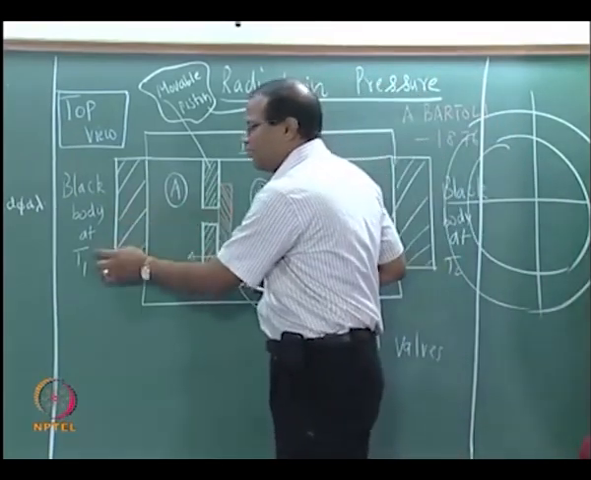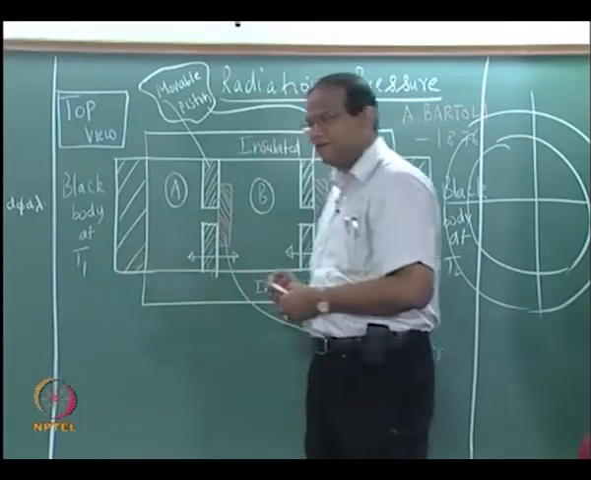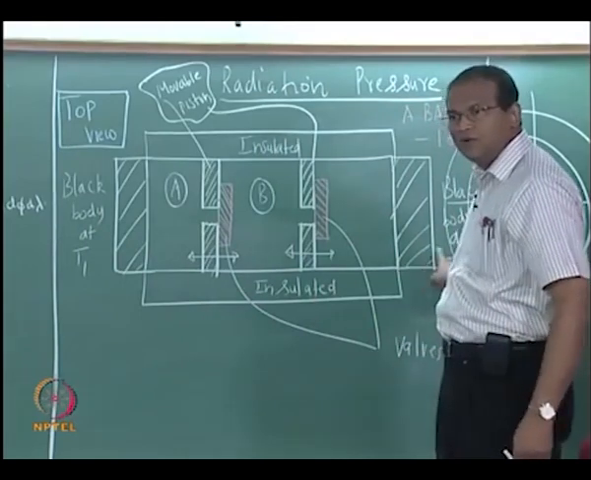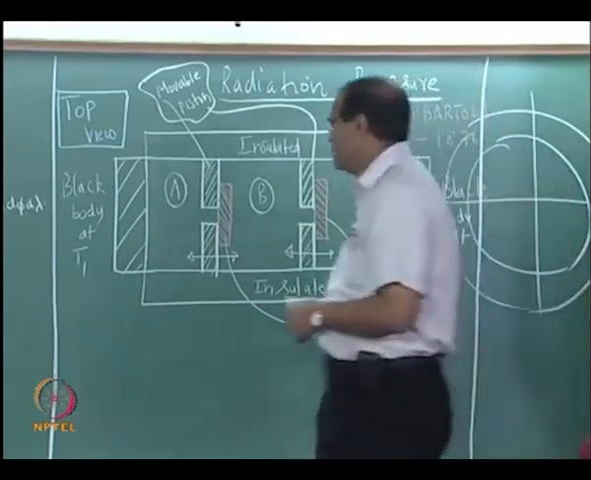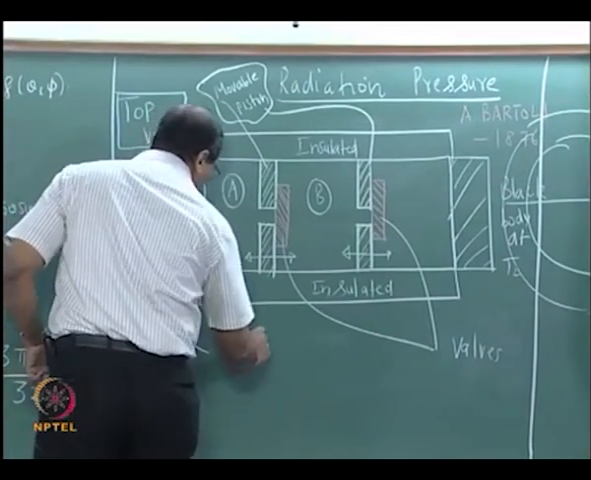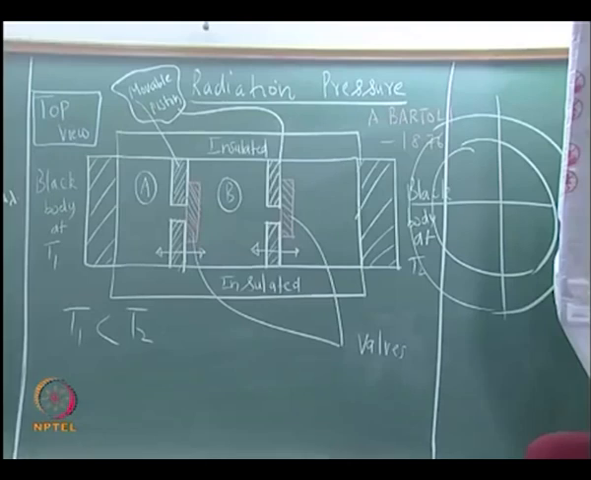It is attached to a black body on the left hand side, the black body is at a temperature T1. It is attached to a black body at T2 on the right hand side. T1 is less than T2.